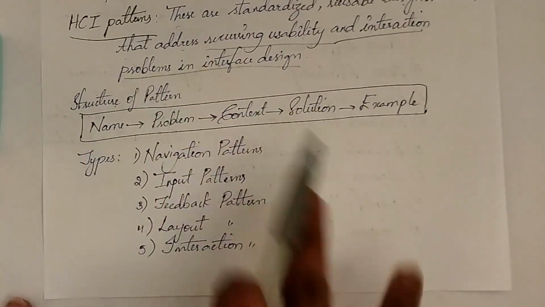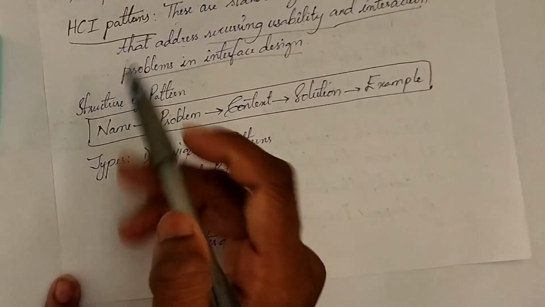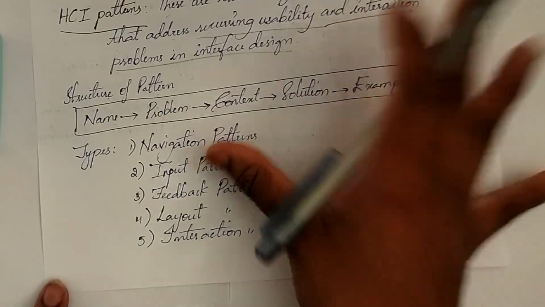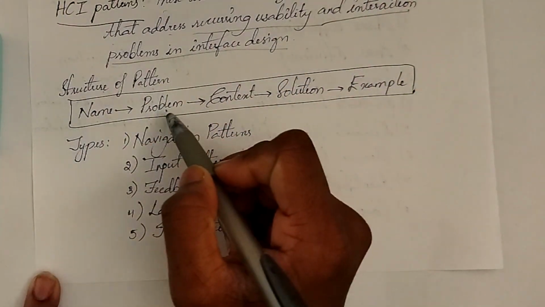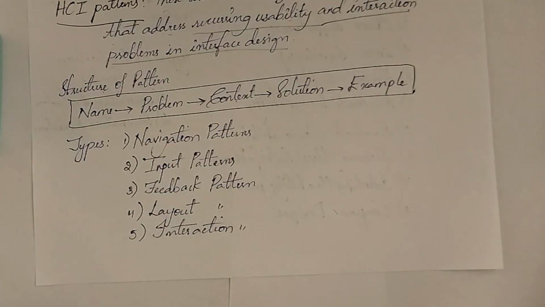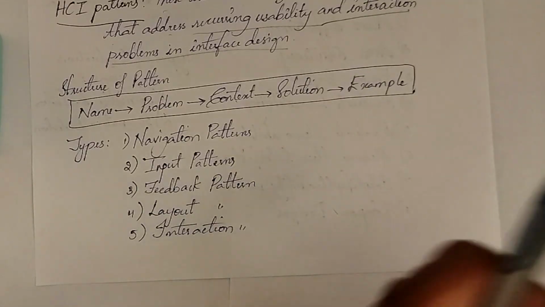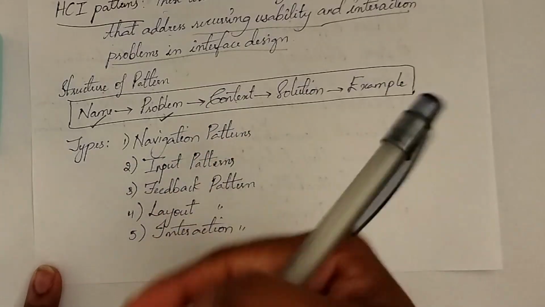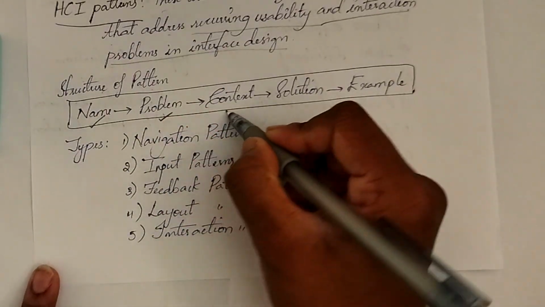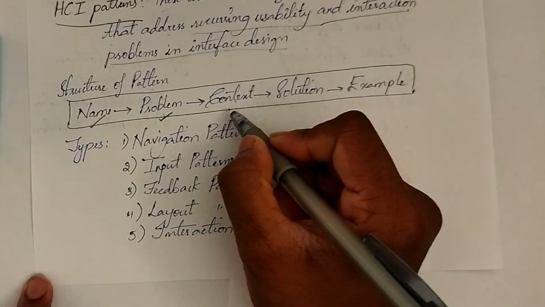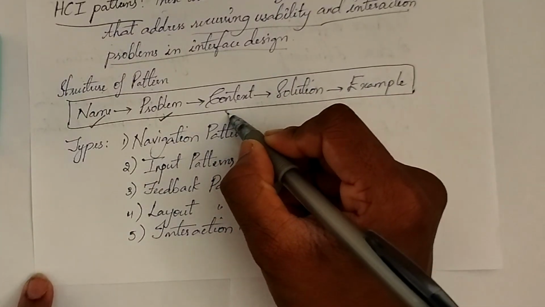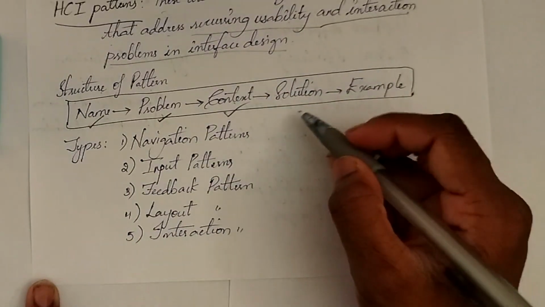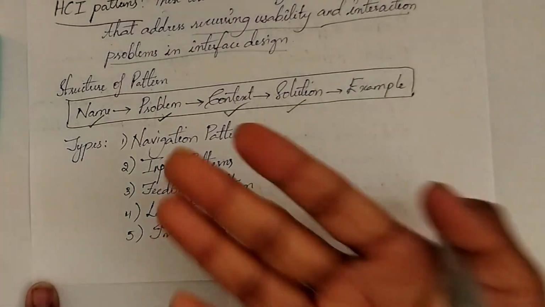Structure of a pattern. What is the structure? Let's see. First one is name. Whatever pattern you are having, first you have to write its name. In name you will have the title, the pattern title, what type of pattern it is. Next one is problem, the issue being addressed. What is the issue that we are addressing in this pattern? Next one is context. Context is where the situation applies. Next one is solution, the recommended design. What is the solution that you are suggesting?